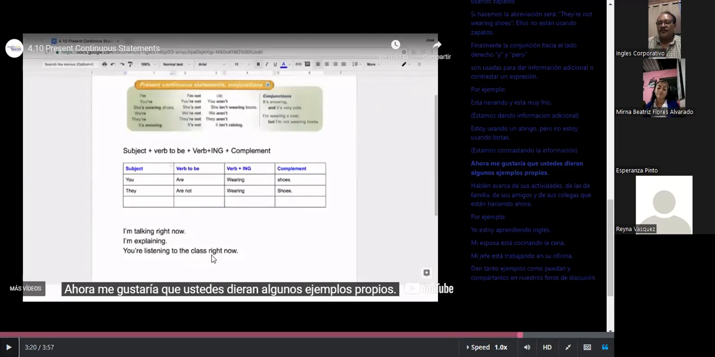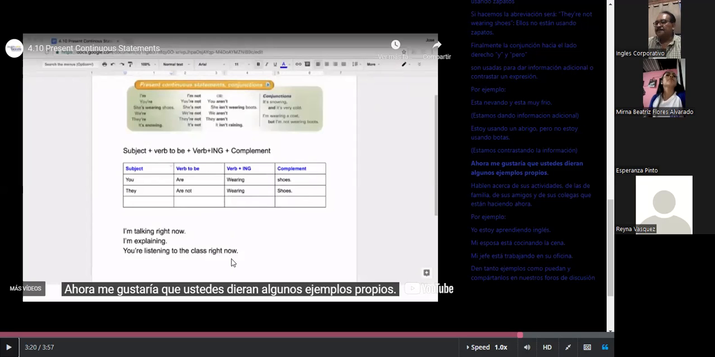Siempre que utilicen el ING, o no siempre, pero en la mayoría de las oraciones van a ver el right now. Por ejemplo, si escuchan la lluvia, se puede decir, it is raining right now. It is raining right now. ¿Cómo está el clima? Está lloviendo ahorita.